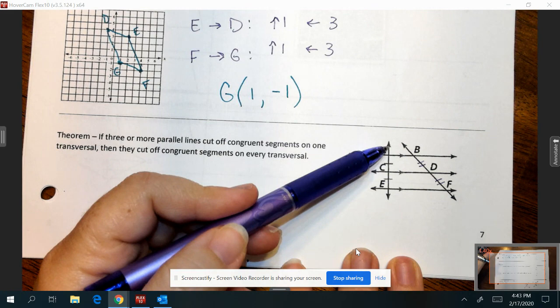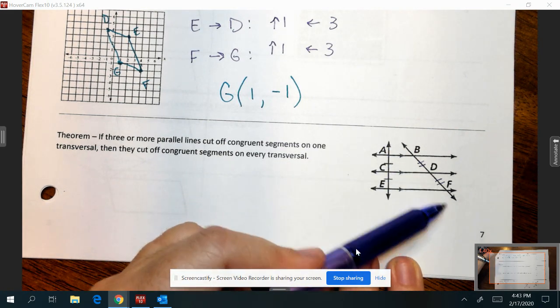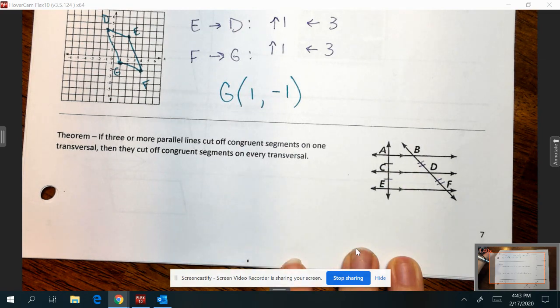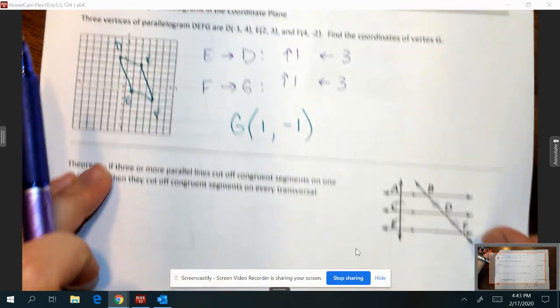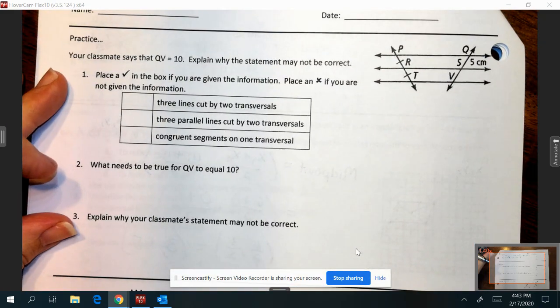Okay? So if you cut off congruent pieces on one transversal, anytime you have a transversal going through those lines, it'll cut off congruent pieces. Okay? So on the next page are some practice problems. I want you to try these 3. So pause your video and then come back when you've tried them.